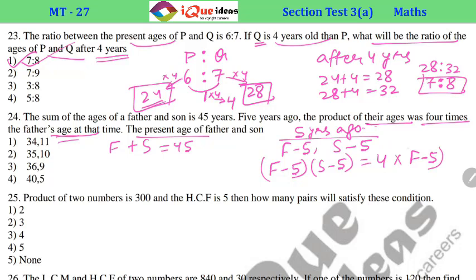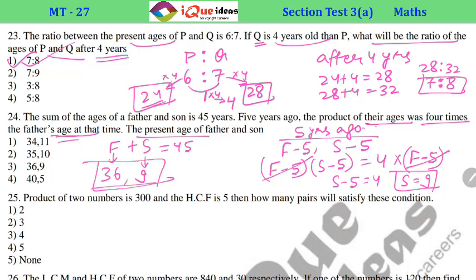Now father age at that time is F minus 5. So what will happen? F minus 5 will get completely cancelled, and we have S minus 5 equal to 4. So S is equal to 9. The present age of the son is S. So S is 9. F plus S is 45. So F will be equal to 45 minus 9, that is 36. So the present ages are 36 and 9. Right? So present age of father and son will be 36 and 9. That is third option.